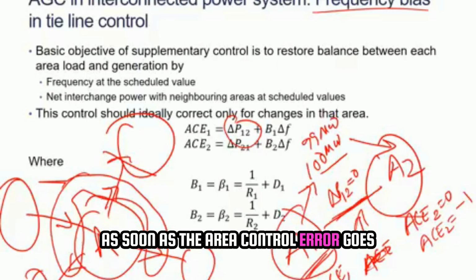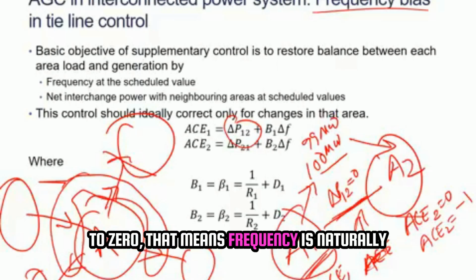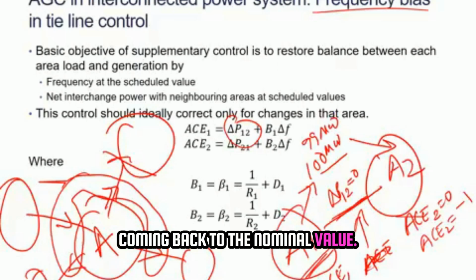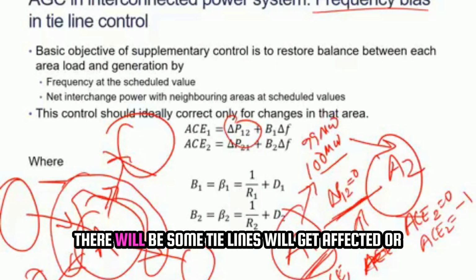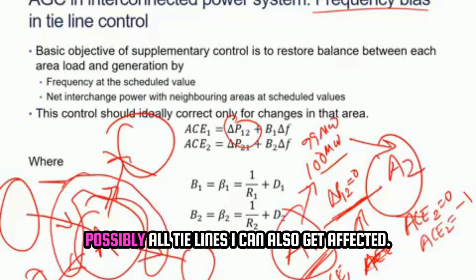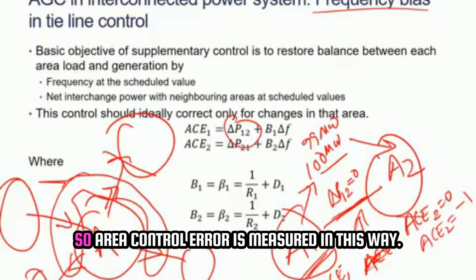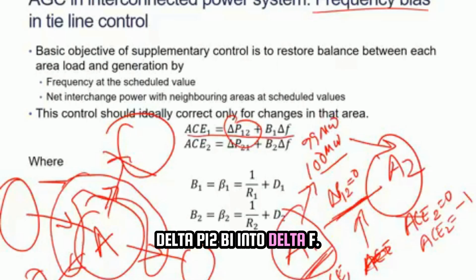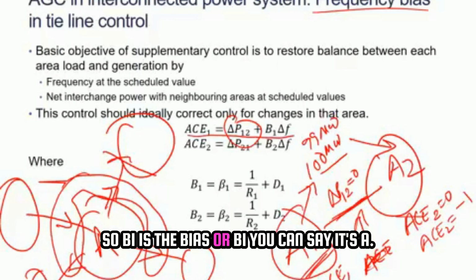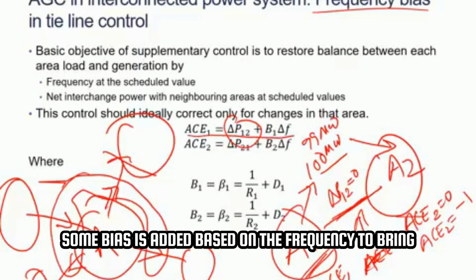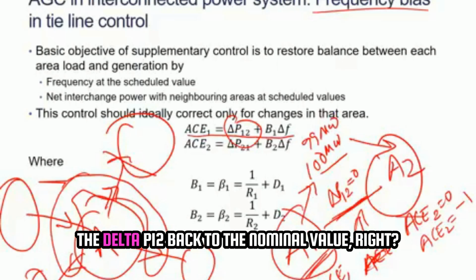As soon as the area control error goes to 0, that means frequency is naturally coming back to the nominal value. Obviously, if some change happens, not necessarily all tie lines will get affected, there will be some tie lines that get affected, or possibly all tie lines can also get affected. So area control error is measured in this way: delta P12 plus B1 into delta F. B1 is the bias, some bias added based on the frequency to bring the delta P12 back to the nominal value.